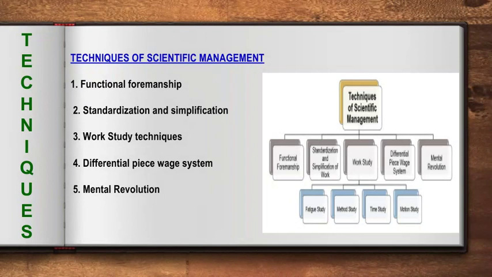So, as you can see on the slide, F.W. Taylor has suggested 5 techniques. The first one is functional foremanship. The second is standardization and simplification. The third one is the work study techniques. The fourth is differential piece wage system. And the fifth one is mental revolution.